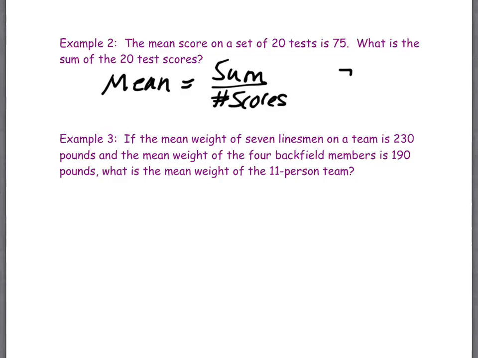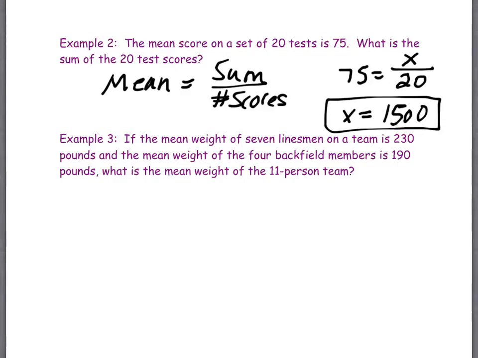So the mean is 75. It equals the sum, which is what we don't know. I'll call it x, because that's what you called it. And then the number of scores, which is 20. So what would I do to find the sum? Cross multiply, multiply by 20, right? So what is 75 times 20? 1,500. So the sum of the points on the scores would be 1,500.